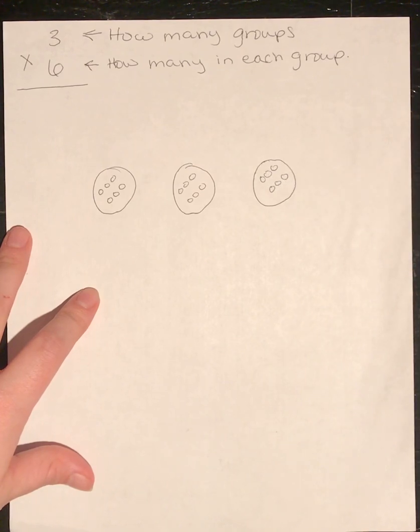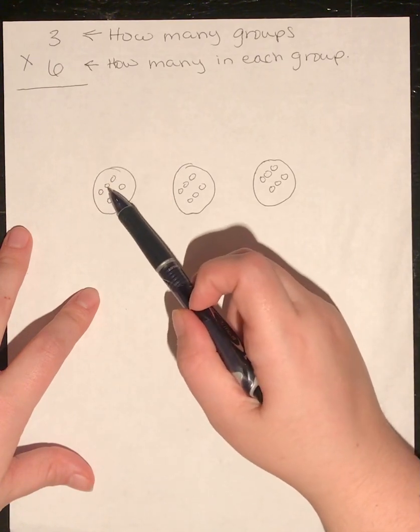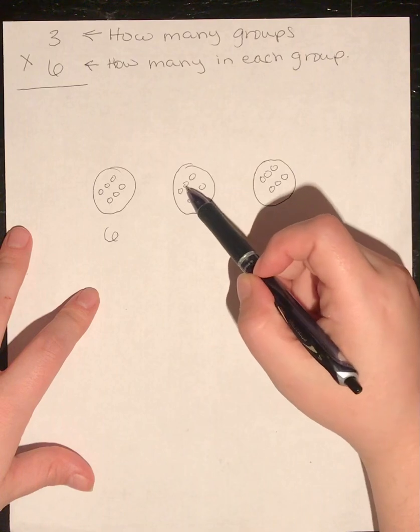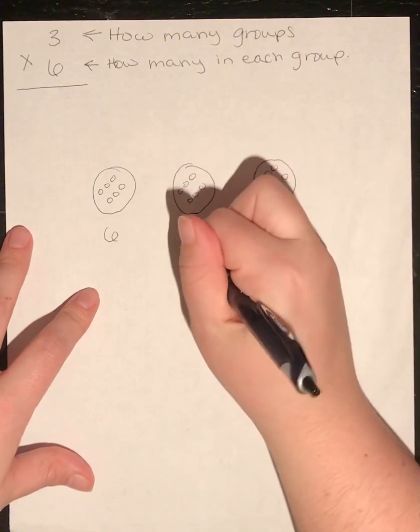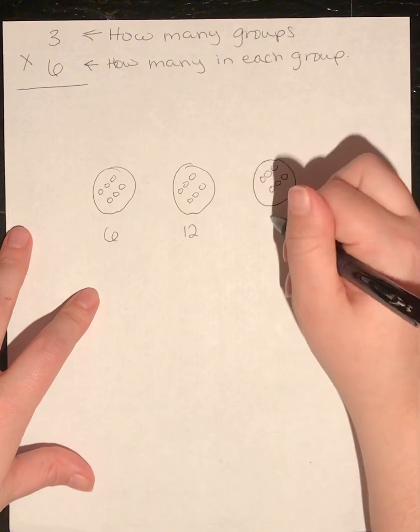Now we're going to count. We've got to count all the little circles in the middle. 1, 2, 3, 4, 5, 6, 7, 8, 9, 10, 11, 12, 13, 14, 15, 16, 17, 18.